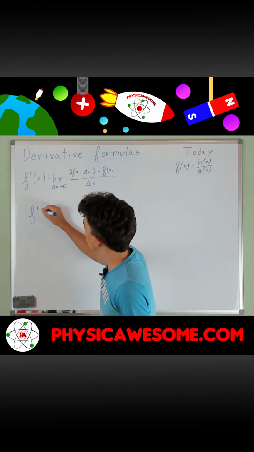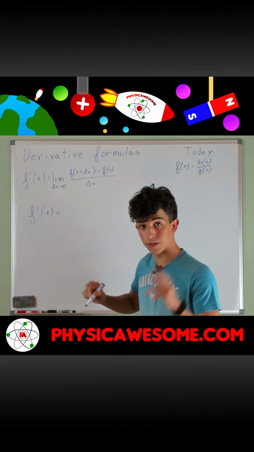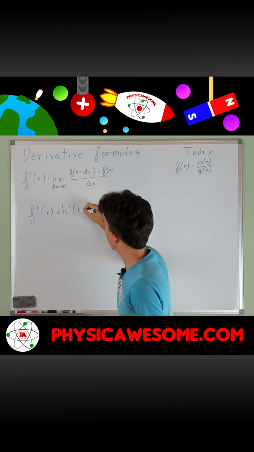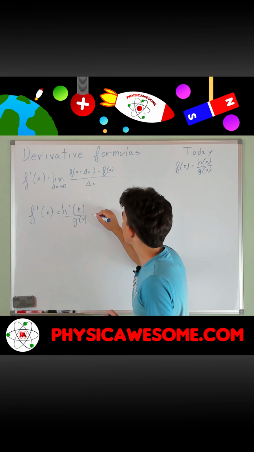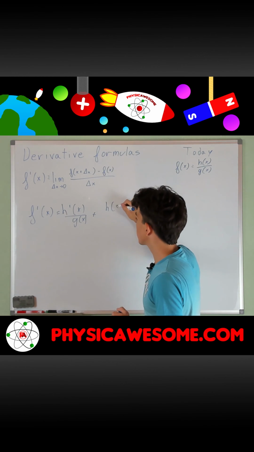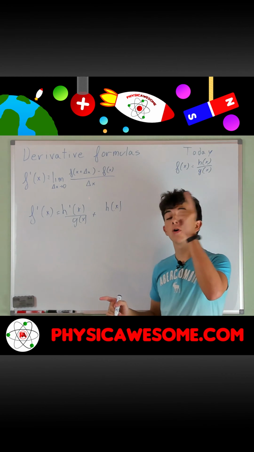So, f prime of x is going to be equal to the derivative of the first term, h prime of x, times the second term, 1 over g of x. And now we have to take plus h of x, the first one, and the derivative of 1 over g of x.